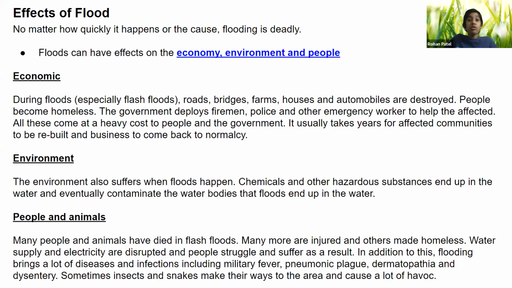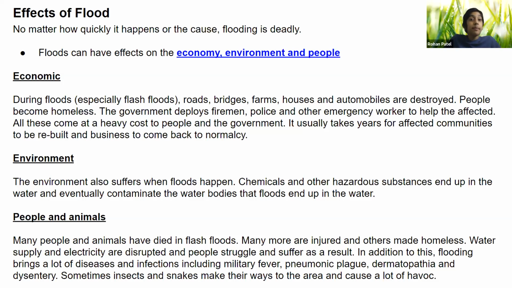Environment. The environment also suffers when floods happen. Chemicals and other hazardous substances end up in the water and eventually contaminate the water bodies that the floods end up in. For example, as we showed, from the hill, from the lake at the top to the ocean, if there was a factory in between with hazardous substances, when the flood comes through, it will carry those chemicals and the water will get polluted, and that will move into the non-polluted ocean, polluting the ocean as well.